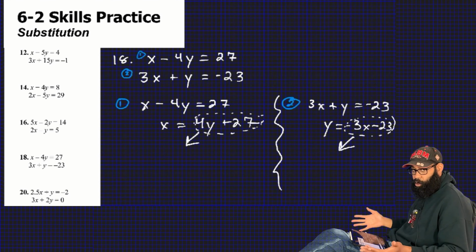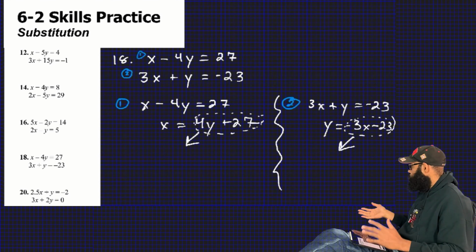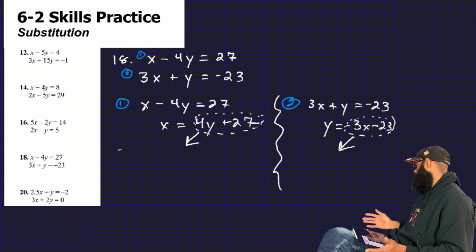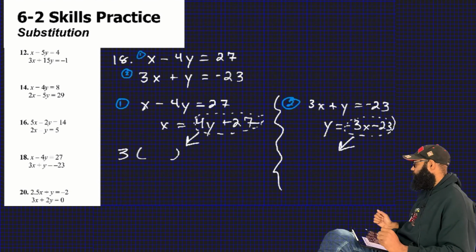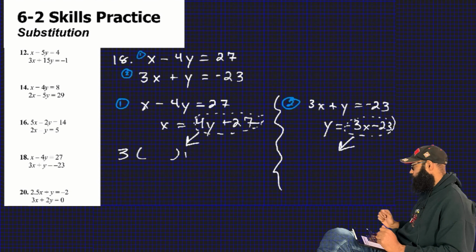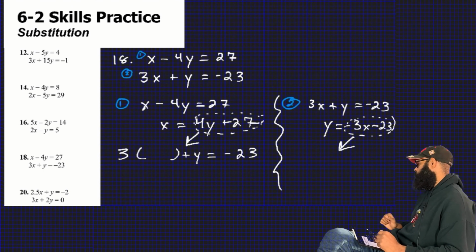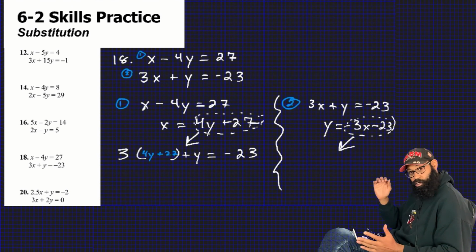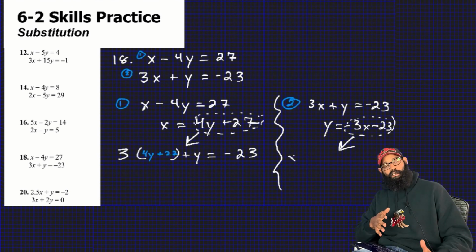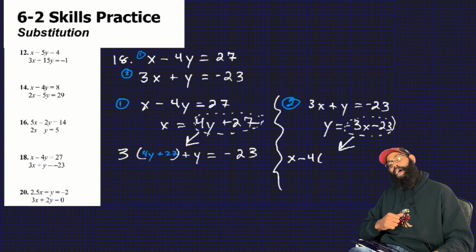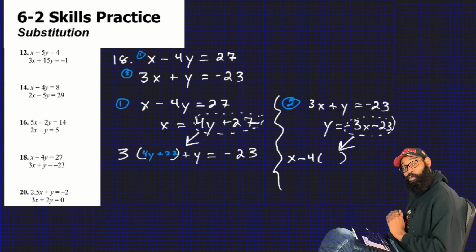So literally, whether I start with equation 1 or equation 2, what am I going to do now? I'm going to write the second equation because I used the first and say 3 times x plus y is equal to -23. And of course, x is equal to 4y plus 27. I do that multi-step equation, distributive property, collect like terms, get your variables on the same side, and then solve the two-step, and I can tell you what y equals.